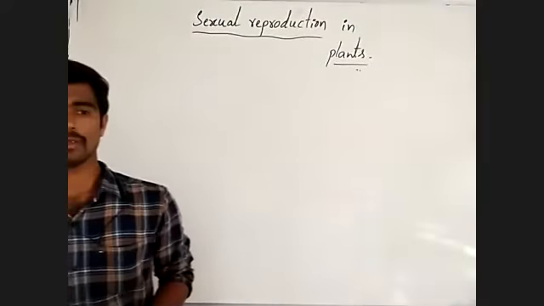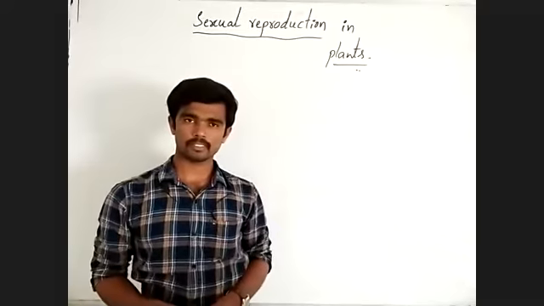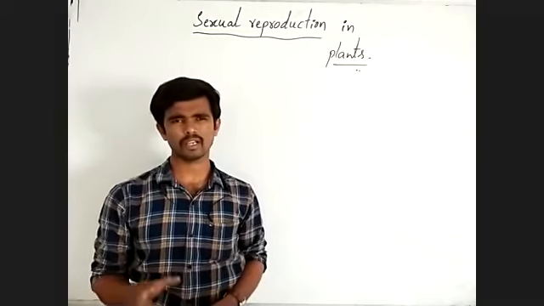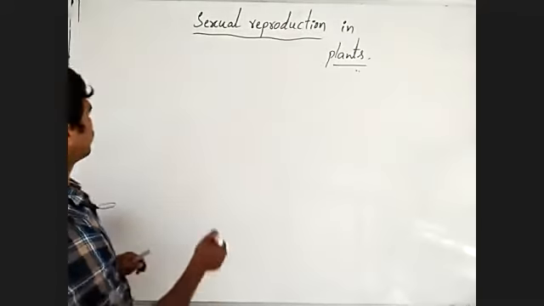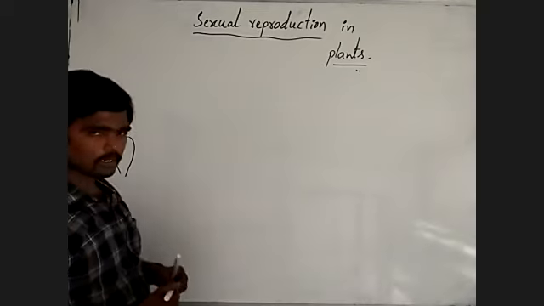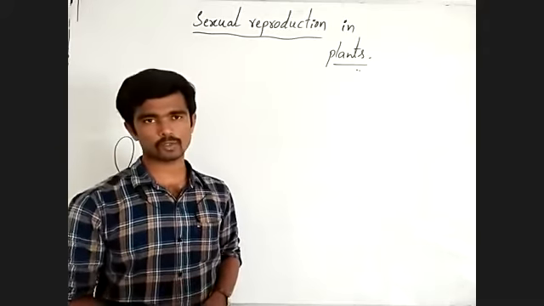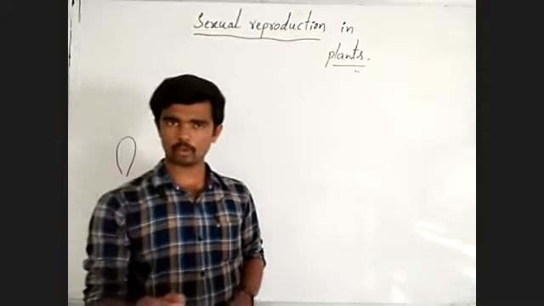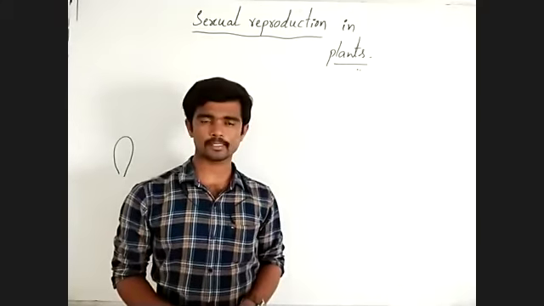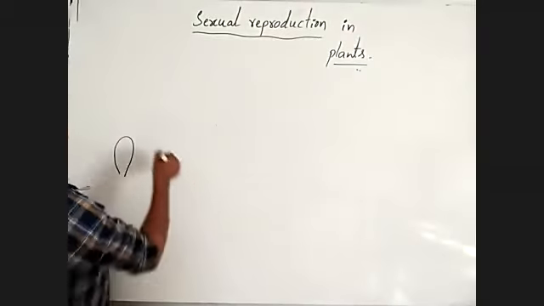Last class, we discussed some important parts of the flower, like calyx and corolla. When we observe the thalamus or flower, there are four whorls. From the first whorl, one type of floral appendages originates. All floral appendages originating from the first whorl are called calyx.